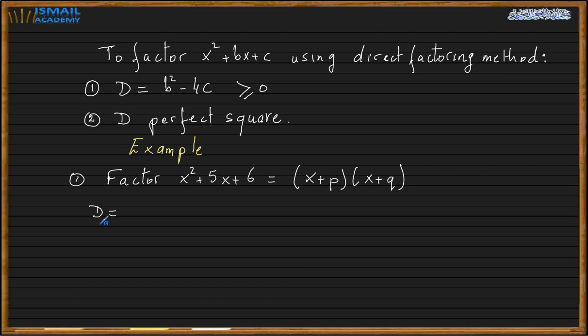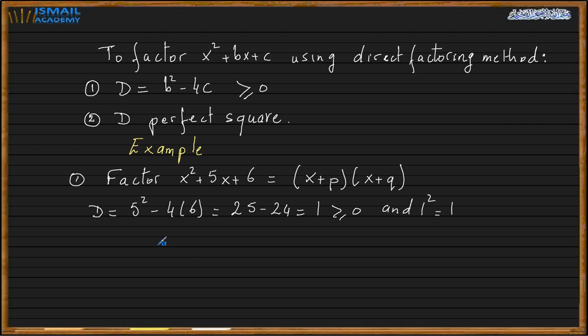Let's see what my discriminant is. The discriminant is b squared minus 4c, so it's going to be 5 squared minus 4 times 6. As I said, a is 1, so we don't have to state it here. So it's 25 minus 24, which is 1, so it's positive. And the square root of 1 is 1, which means a perfect square. So now I can use my direct factoring method.